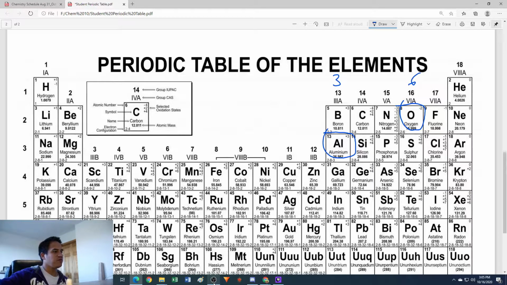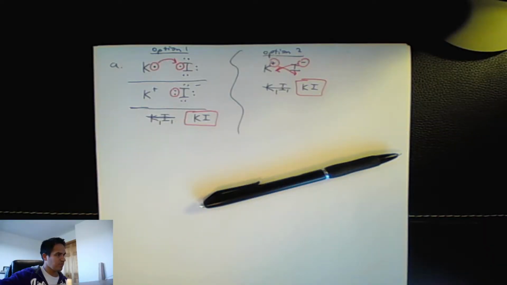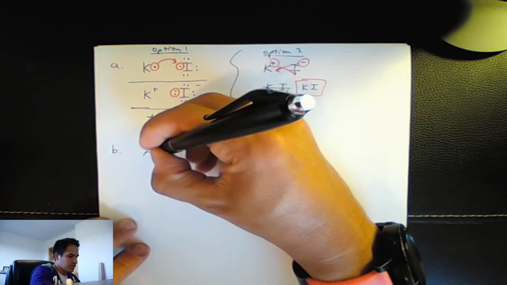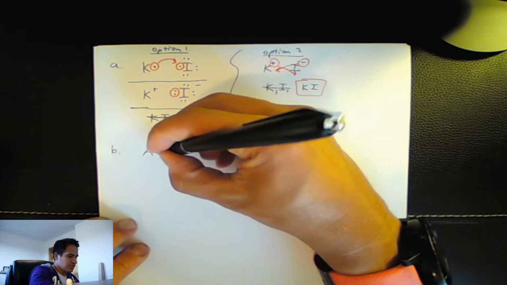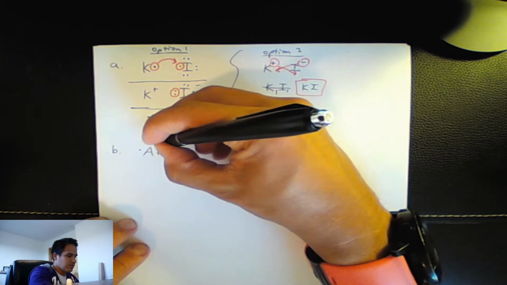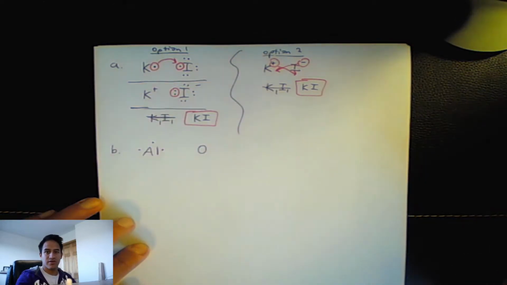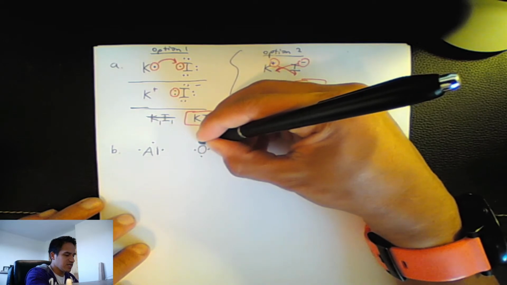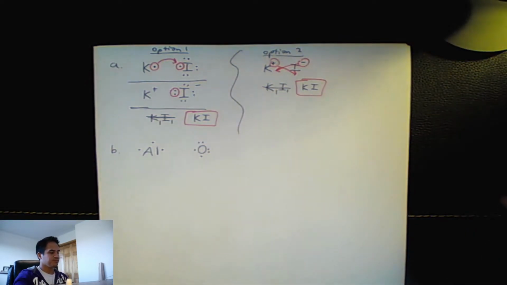All right, so once we've found these, let's then switch to our paper again so we can draw some dot structures. So we have aluminum, which is Al, and oxygen. Aluminum will have 3 dots on it because it is in the 3rd column. It has 3 valence electrons. Oxygen will have 6 dots on it because it's in the 6th column.